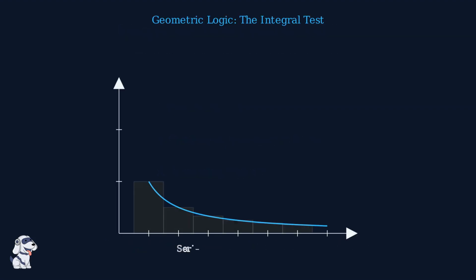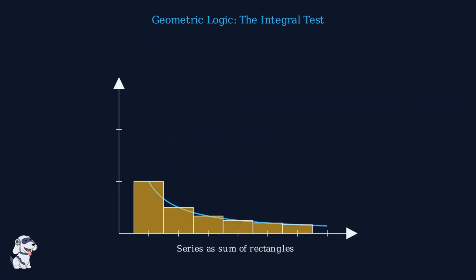The integral test relates discrete summations to the area under a continuous curve. Visualize the series as a sequence of rectangles. Each rectangle has a width of 1 and a height equal to the term a sub n. The sum of the areas of these rectangles equals the sum of the series. Because the rectangles lie under the curve for a decreasing function, the total area of the rectangles is bounded by the integral. If the integral of the function converges to a finite value, the infinite sum of these discrete rectangles must also be finite. This bridge links calculus to series.